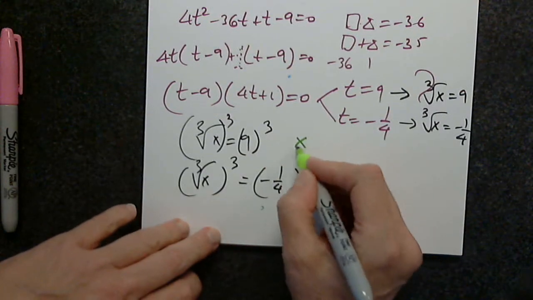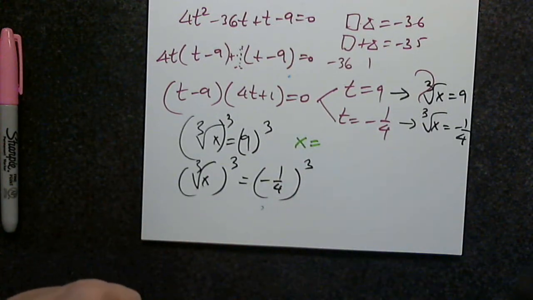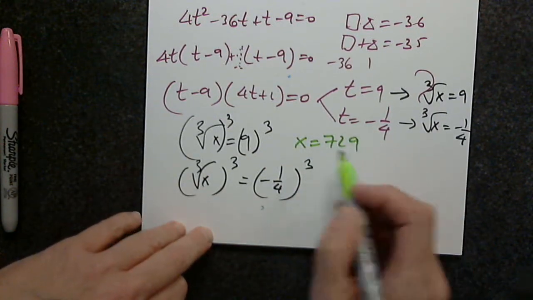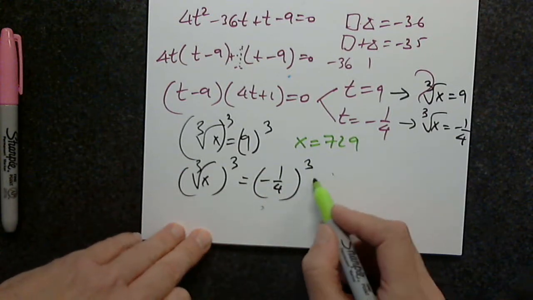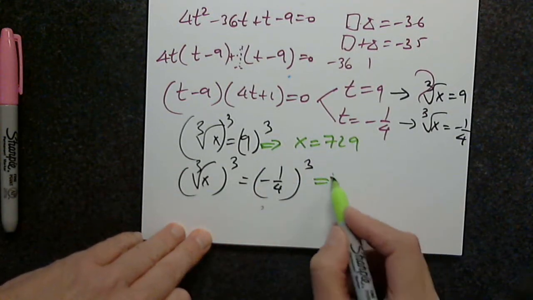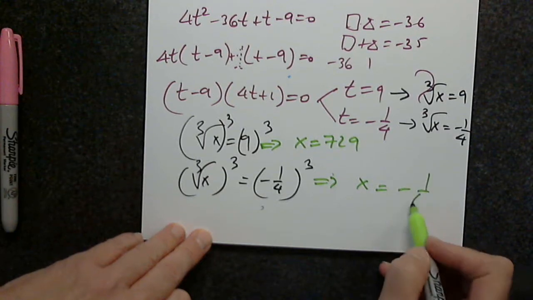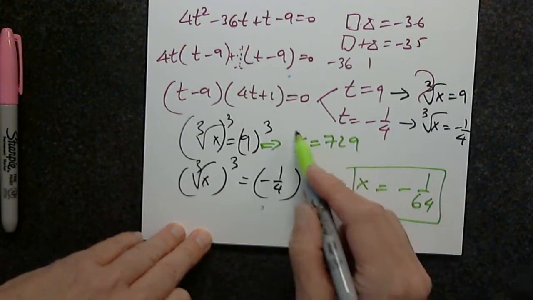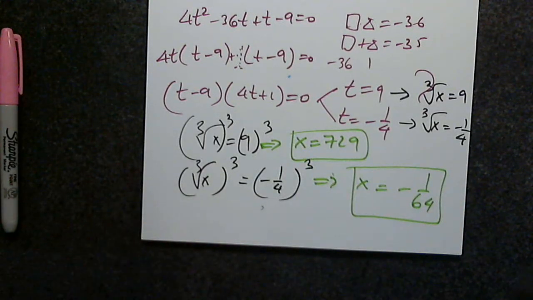Okay, so x equals 729, yes, 81 times 9. And from here, x equals negative 1 over 64. Of course, I have to go back and check because I cubed, but remember, the odd powers are friendly.